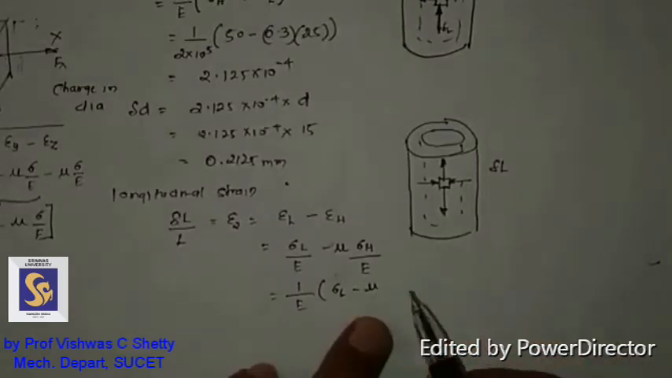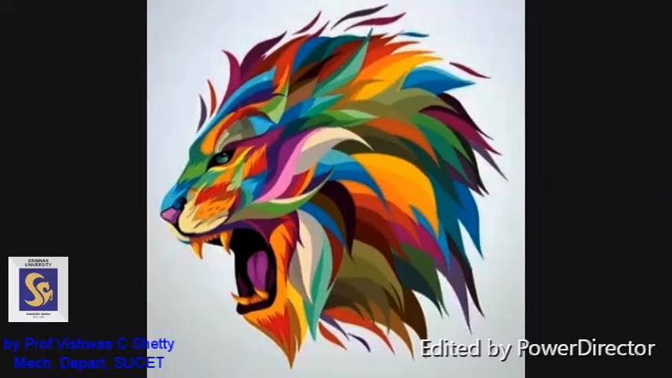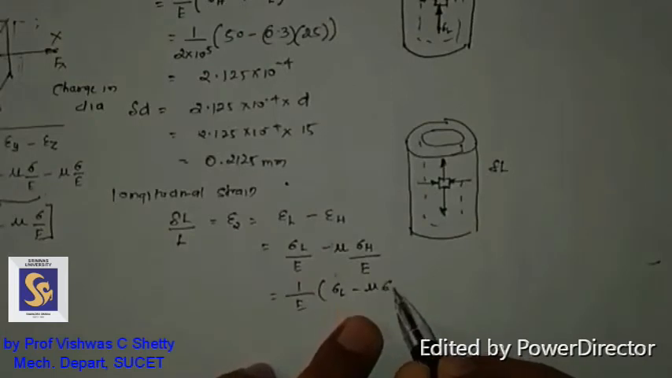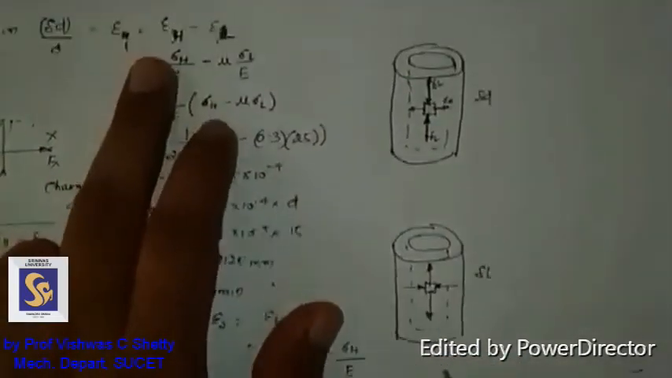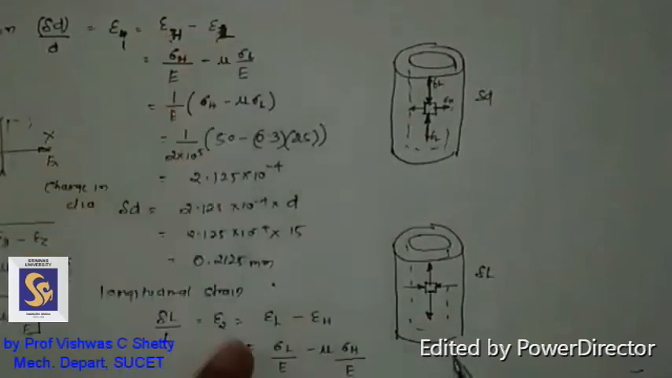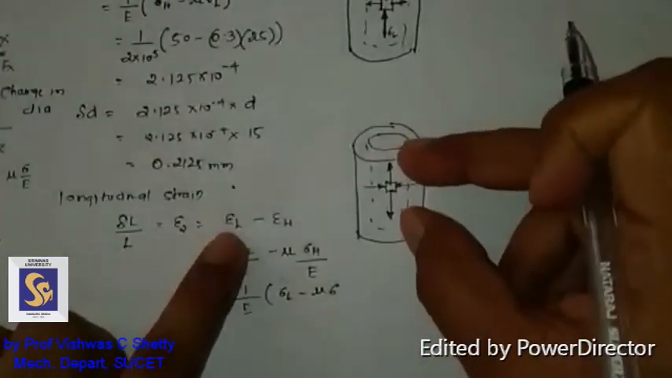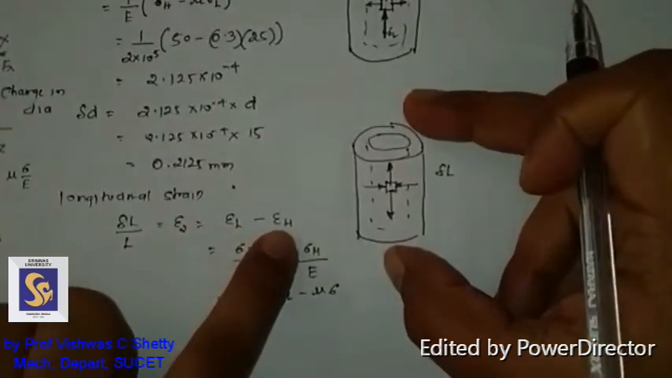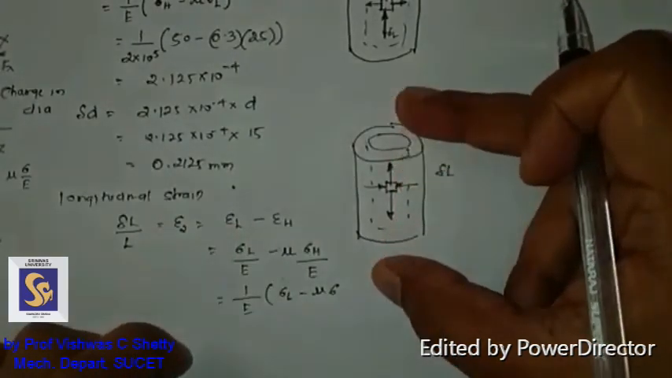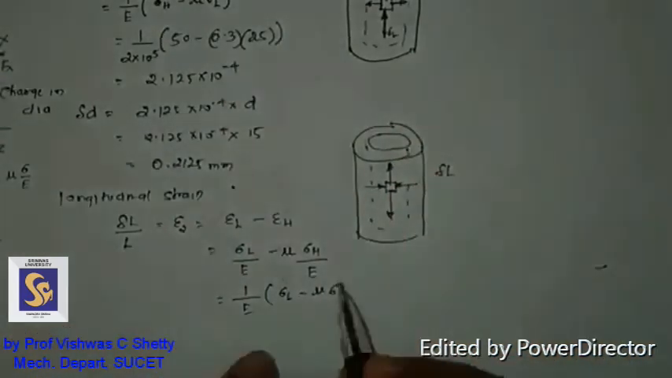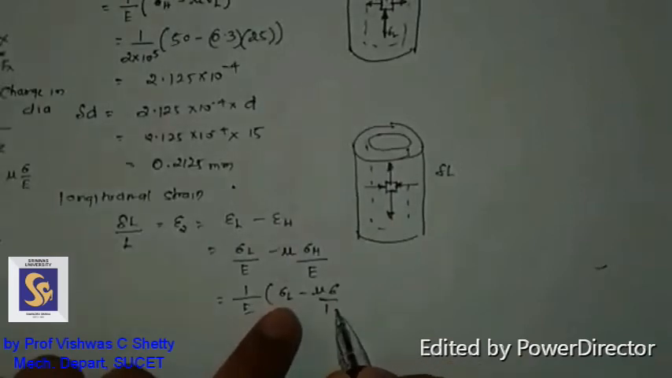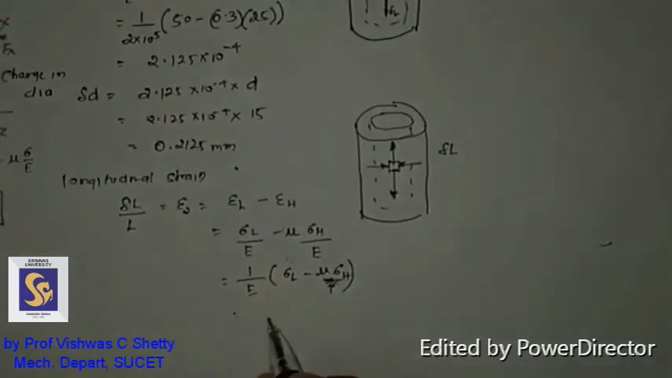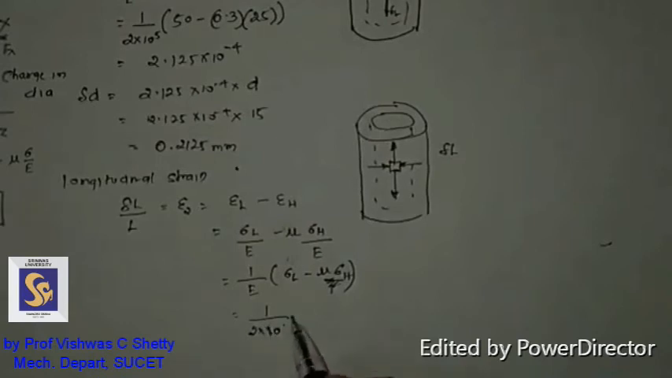Okay. So sigma L minus mu into sigma h. See here we wrote epsilon h minus epsilon l. So it is the opposite of that. Now we are considering longitudinal strain to be greater in comparison with this. So we are considering this as the positive direction and this as the compressive. Then it becomes, okay, so tell me the value: 1 into 2 into 1 by 2 into 10 power 5.